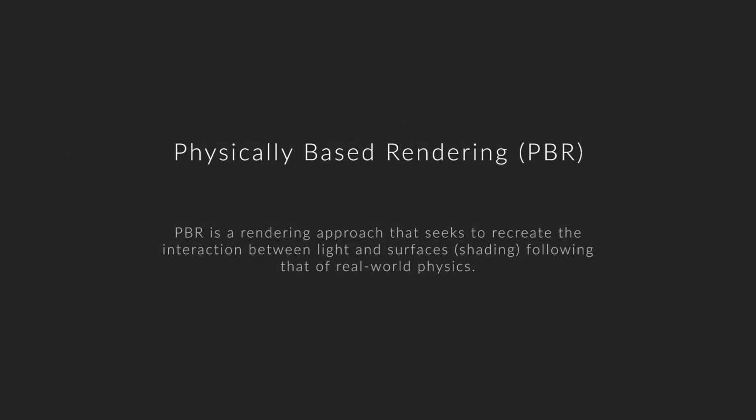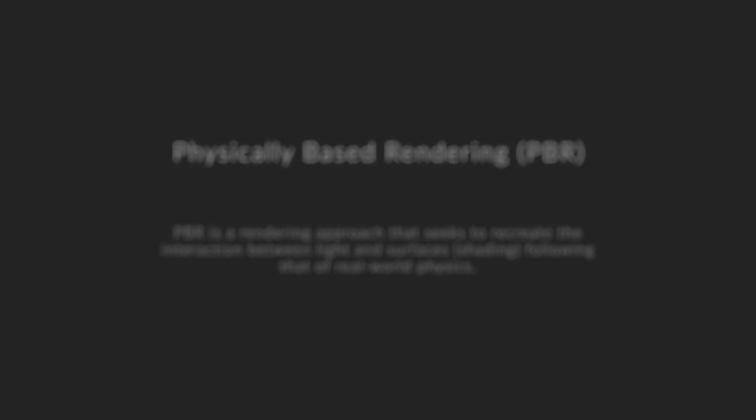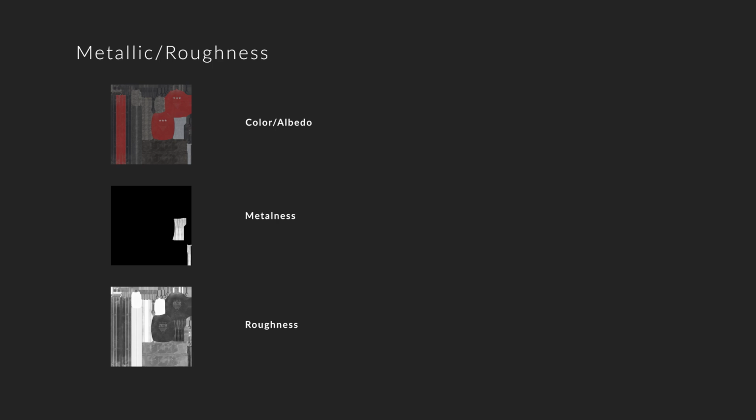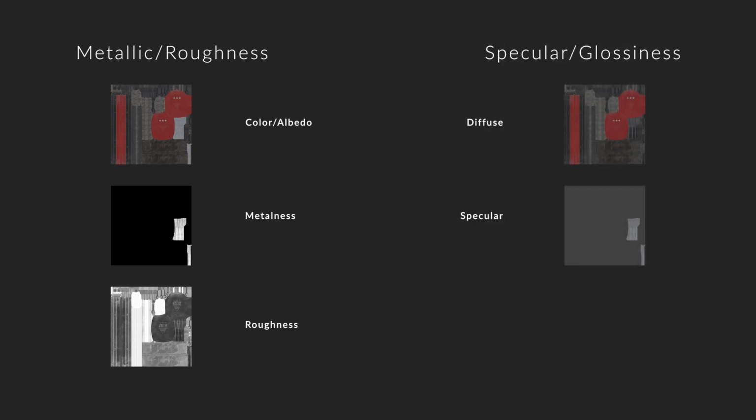Physically based render engines, such as Unreal, support different workflows. Depending on the one you choose, you may typically encounter textures grouped in one of two ways. The first one, metallic roughness, which includes color or albedo, metalness, and roughness. The second one, specular glossiness, which includes diffuse, specular, and glossiness. Additionally, you may use other textures that are common on either workflow, such as normal and ambient occlusion textures.